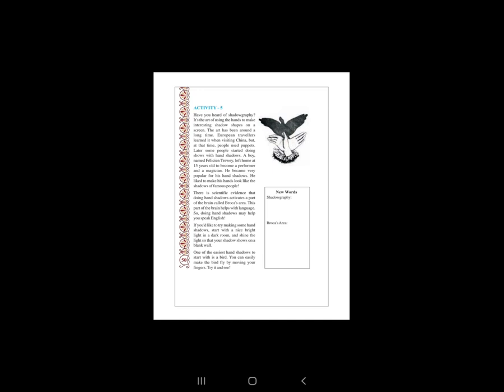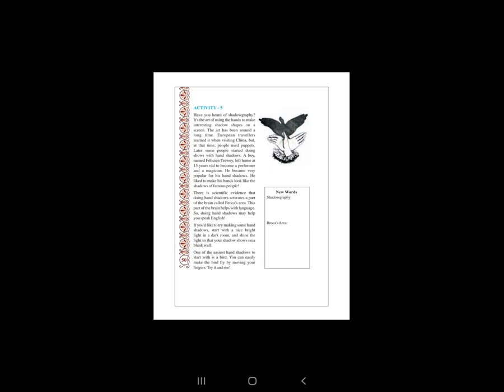And seventh, what do we require to start with hand shadow performance? Option D, A and B, bright light also, blank wall also. Then last, one of the easiest hand shadows to start is option A, bird. Then third, put a tick mark in the box against the following statements if they are true, and a cross mark if they are false.